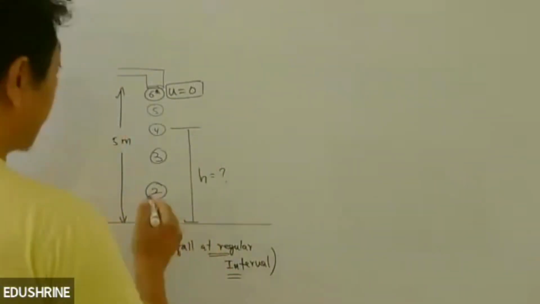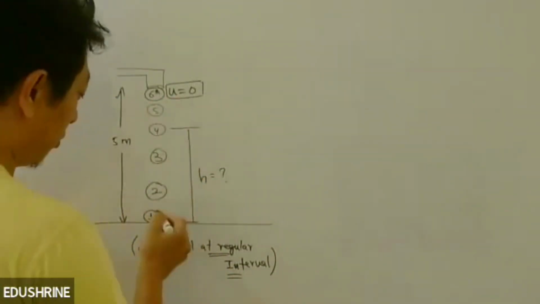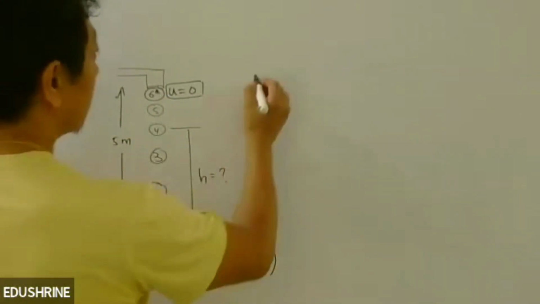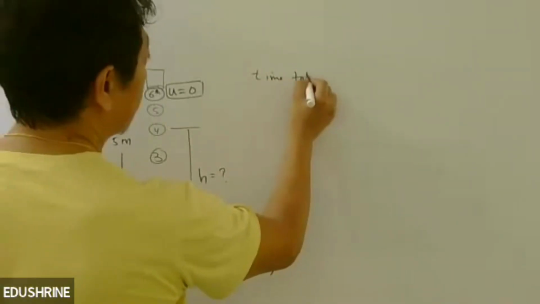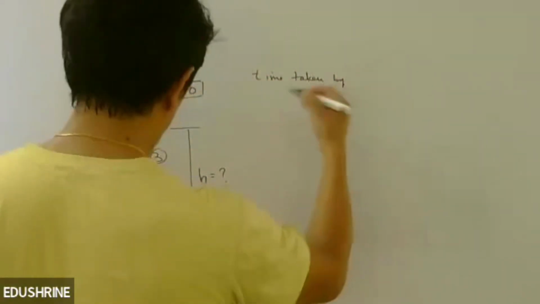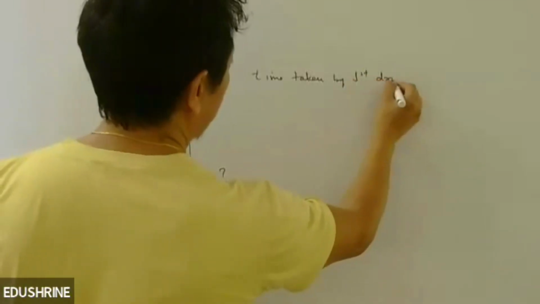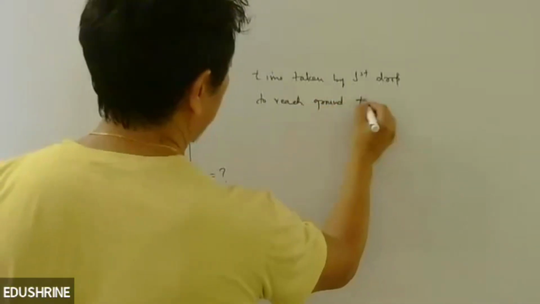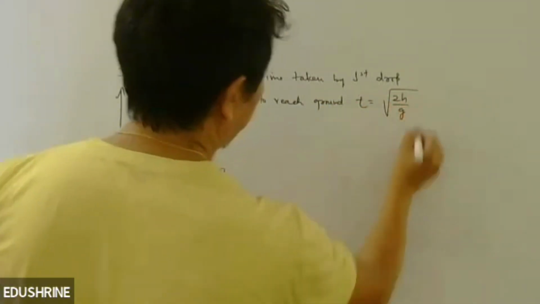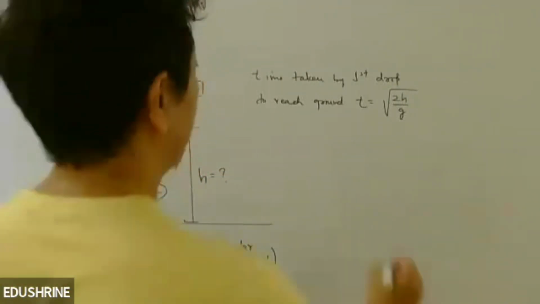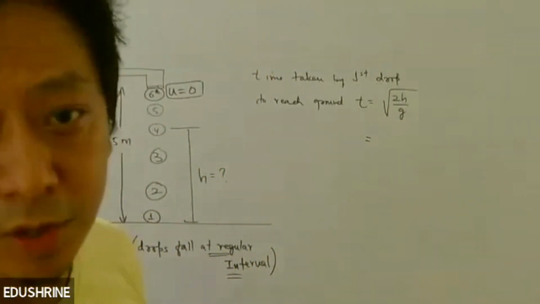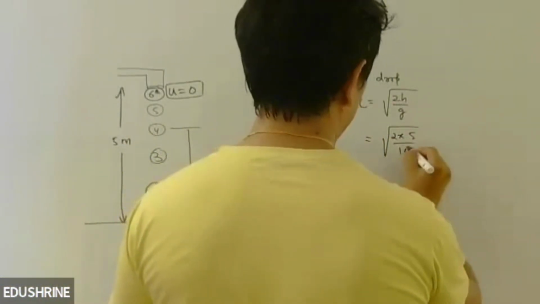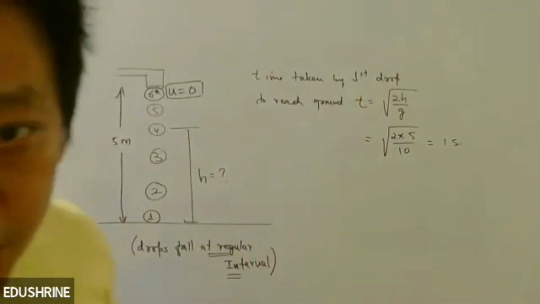Simple. Let us first calculate the time taken by any drop to reach the floor, because all of them will fall with 0 speed. All of them will travel 5 meters. So the time taken by any drop, let's take the first drop, to reach the ground, T, what is the formula? T equals root over 2h by g. How did this formula come? From S equals ut plus half at square. So h is 5, g is 10, so 1 second. So all the drops took 1 second.